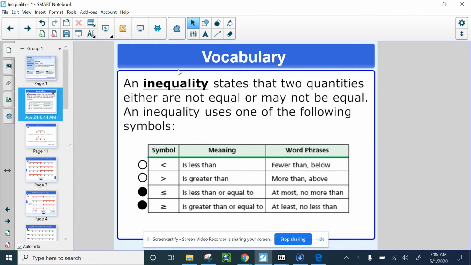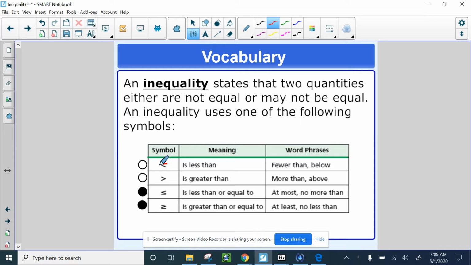So my first symbol here, if I can just get my pen, I will draw over it so you know which one I'm talking about. The one that looks pointing to the left, this is our less than symbol. When I see words like fewer than or below, that means I'm going to use the less than symbol. When I have the symbol that points the other direction, that means greater than. So if I have more than, or it's something above, that would be a good symbol to use there.